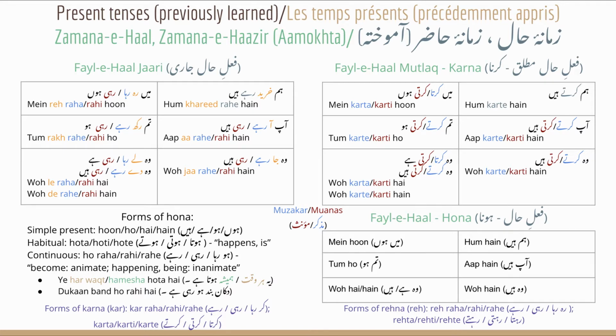Continuously, हो रहा, रही, or हो रहे, which is to become for animate objects, and is happening or being for inanimate objects. So here are two examples. ये हर वक्त होता है, which means this happens all the time, or ये हमेशा होता है, which means this always happens. Then दुकान बंद हो रही है, the store is closing.